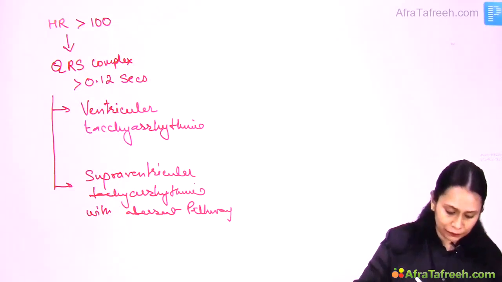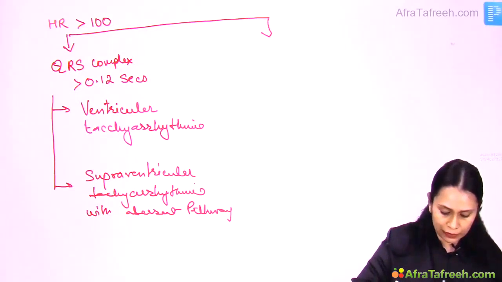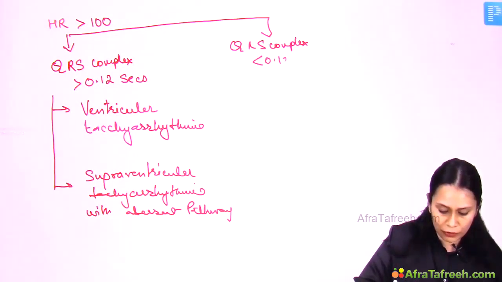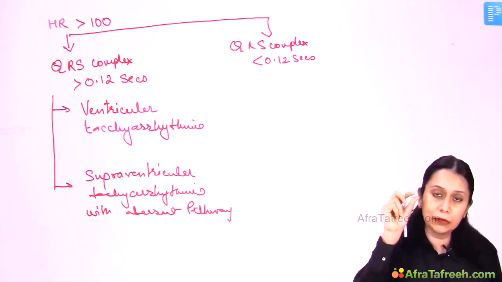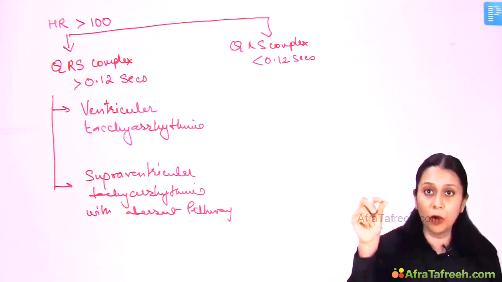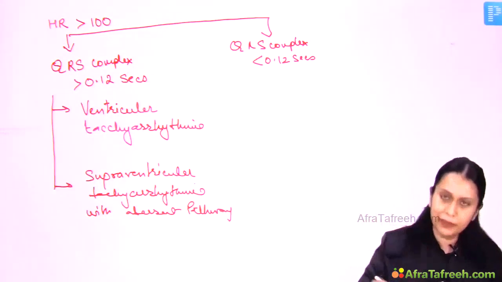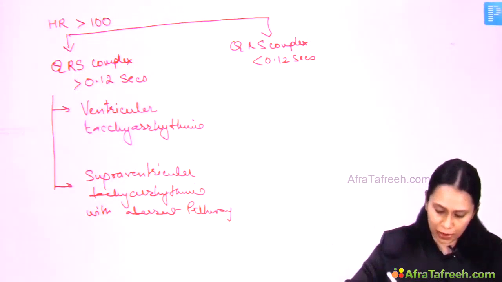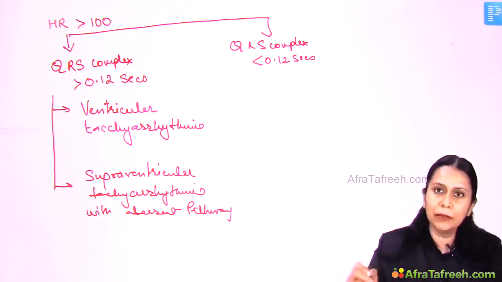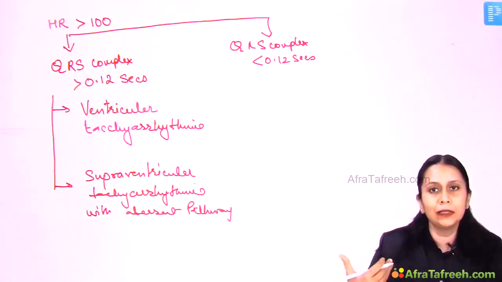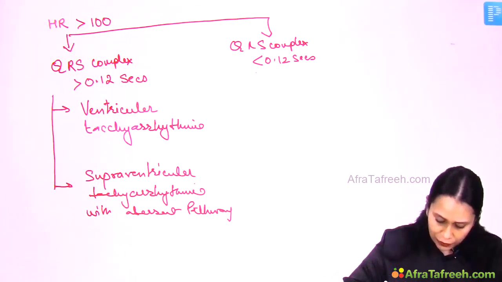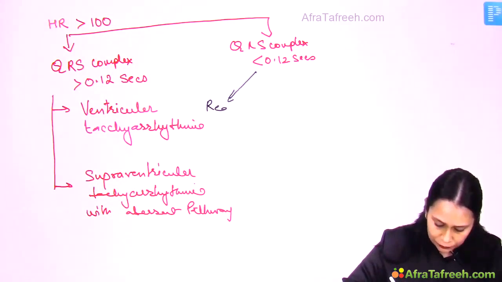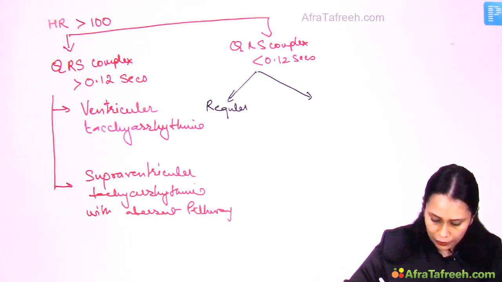If the QRS complex is less than 0.12 seconds, that is, if the length of the QRS complex is less than 3 small boxes, then it is called narrow complex tachyarrhythmia. And in narrow complex tachyarrhythmia, the first thing we have to see is whether the rhythm is regular or irregular.